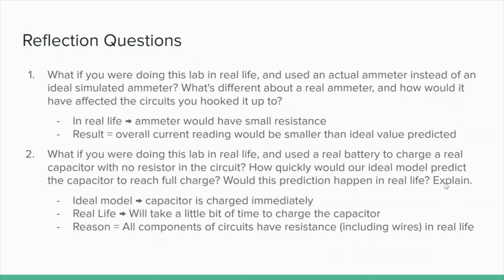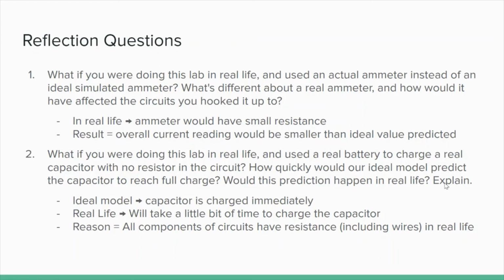Finally, the reflection questions. The first question asks, what if we use an actual ammeter instead of an ideal simulated ammeter, and what would be different, and how would it affect the circuit? Well, in real life, an ammeter actually has a small bit of resistance, so the result would cause the overall current reading to be actually a little smaller than the ideal value predicted.